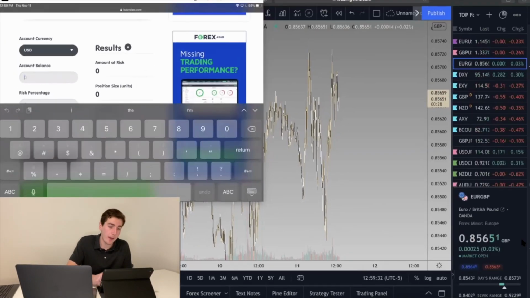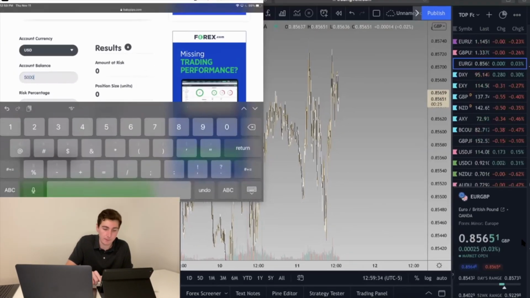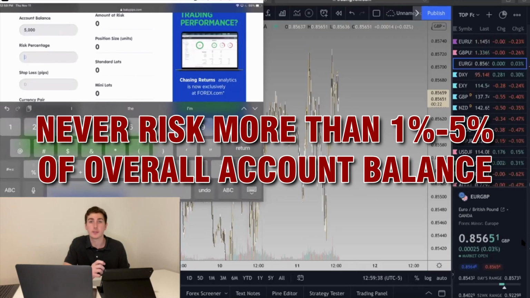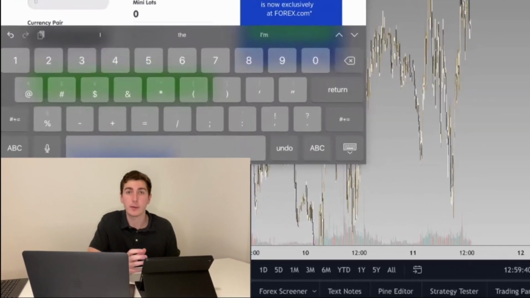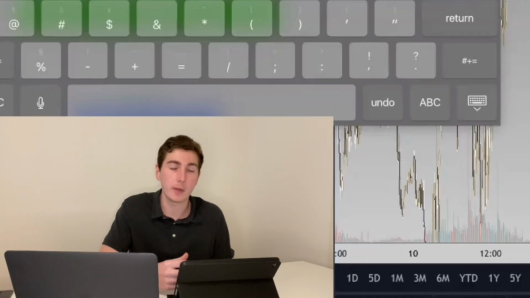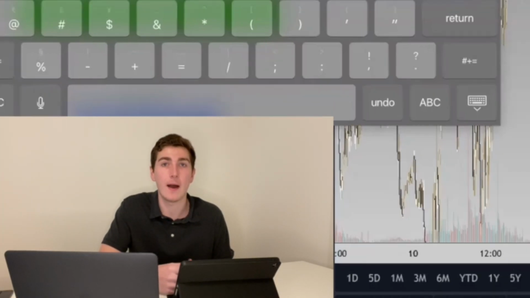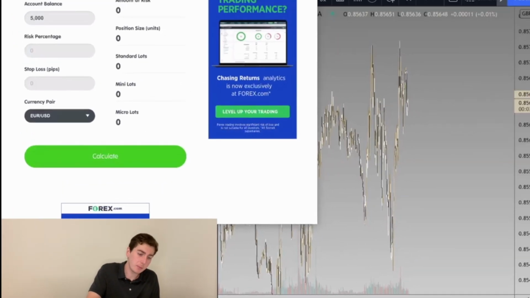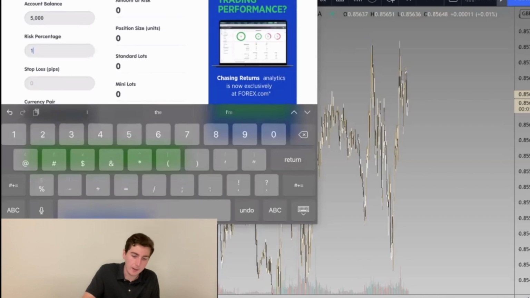The account balance that we're going to stick with is a $5,000 account. And you never want to risk more than 1 to 5% of your overall account. Depending on the account size, if you're under like $1,000, then 5% might be okay so that you can get bigger returns than just a couple of dollars. But you want to keep in mind that you are trading live and you have to practice proper risk management. So the risk percent we're going to stick with here, and that I always use, is 1.75%.